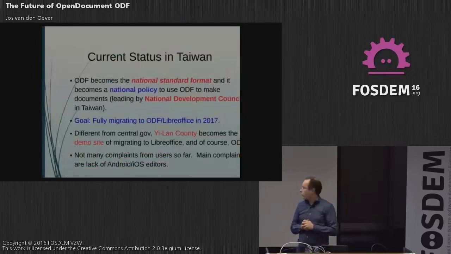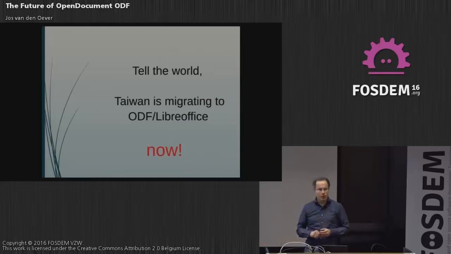And if you look outside of Europe, there are also highlights. The current status in Taiwan is very good. ODF becomes the national standard format, and it becomes a national policy to use ODF to make documents. This is great news, right? And they're aiming to fully migrate to ODF and LibreOffice in 2017. That's great. By the way, you may notice that this is a different themed slide because I stole it from the person who was reporting on this at the LibreOffice conference last autumn. And he actually encouraged people, because this was his last slide: Tell the world, Taiwan is migrating to ODF now. So that's very good, and I hope they succeed.